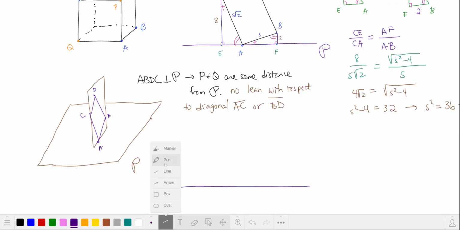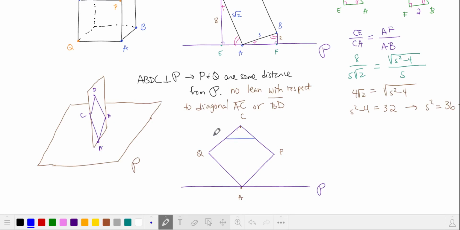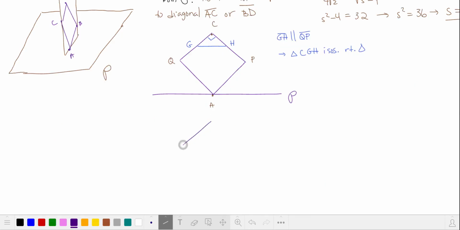So when we look again from the edge of plane P, straight on to the face APCQ, we have A is on the plane, C is above it, and P and Q both going to be the same distance from the plane. C will not be directly above A. If A is in the plane of this whiteboard, then C is in front of the plane of the whiteboard. But what this means is when we fill up this cube with water, if the edge of the water on this square is GH, then we have that GH is parallel to QP, and we have triangle CGH is an isosceles right triangle.